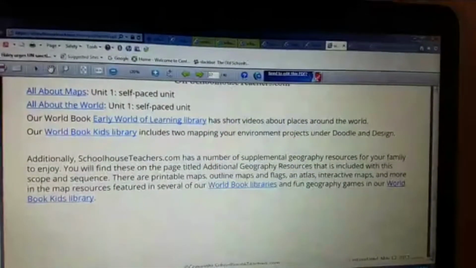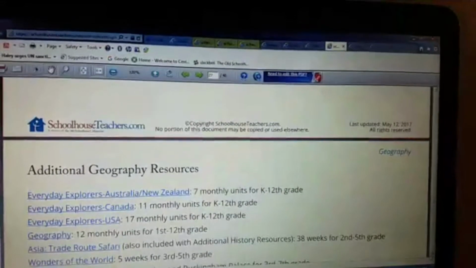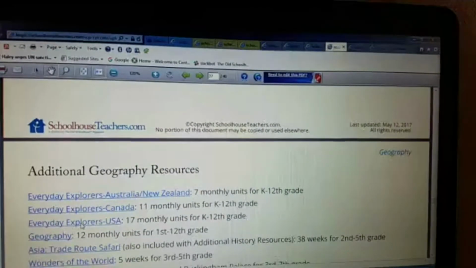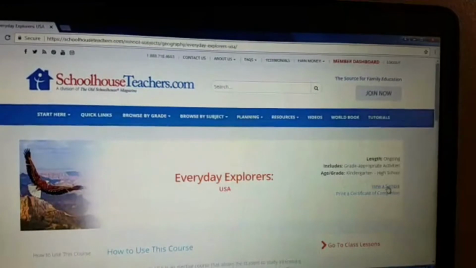And it gives you some suggestions here, but also down here it says Everyday Explorers USA. And I thought this would go well with the early American history. So that's what I chose. And we're going to look at it here. Okay, view sample.